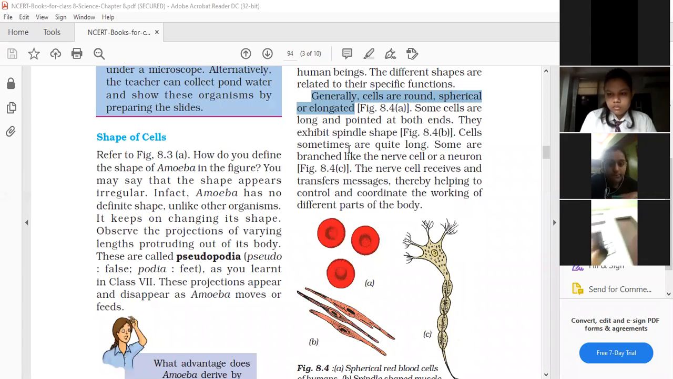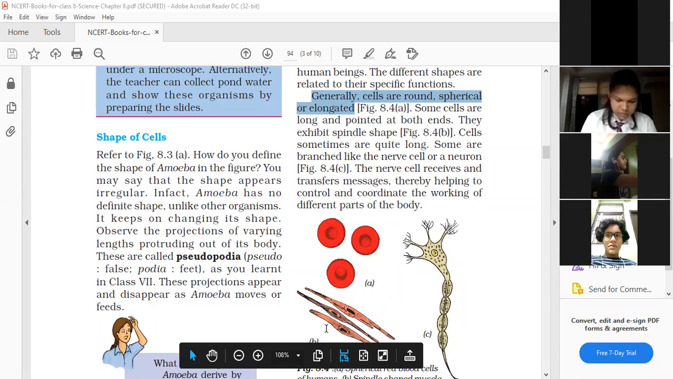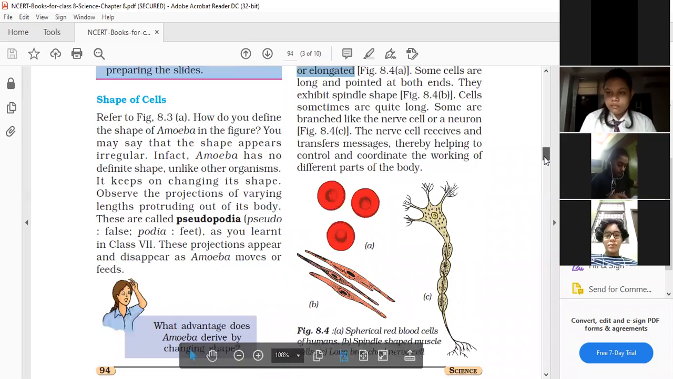So, children, wait for a second. Generally, the cells, kindly underline, the shape of a cell is round, spherical, or elongated. Here, few of the examples have been given. This is RBCs. RBCs are spherical in shape. Next comes the spindle shape. The B part is a spindle shape, and C part in the diagram has been given the nerve cell.